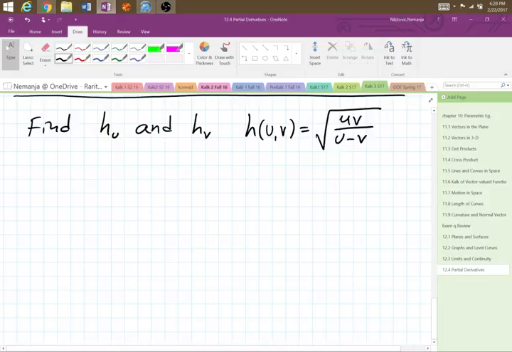I want to do the first one. Quotient rule is embedded in the chain rule, right? Because there's a square root over the quotient. So what I'm going to do is try to make this a little bit easier by turning it into a product rule, because it might be easier to deal with.